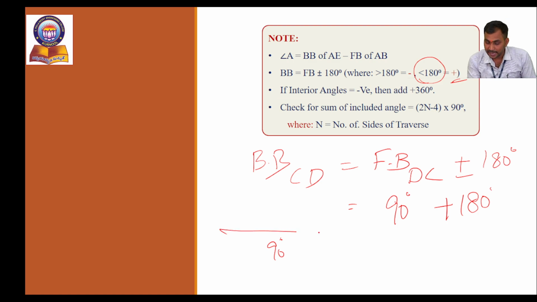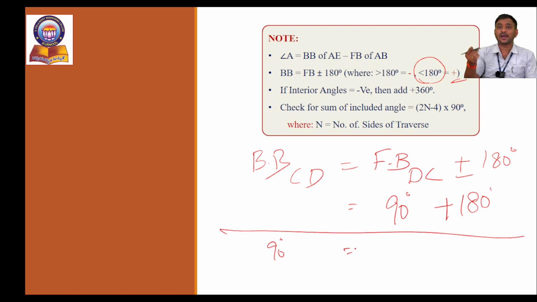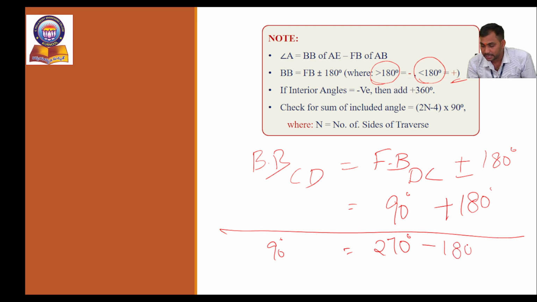Right. For example, the forebearing value he has given is 270 degrees. Here 270 degrees is greater than 180, it crossed 180 degrees. So that's why we have to apply minus 180 degrees to calculate the back bearing of CD. My dear students, this is one concept, right?